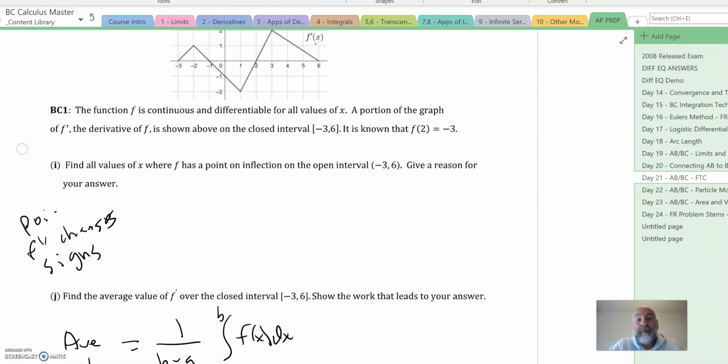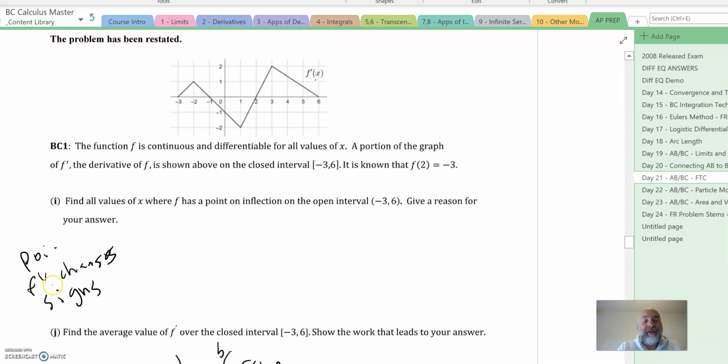This one, find the points of inflection. So points of inflection, f double prime changes signs, right? But this is f prime here. So f double prime of x is the slope of the above graph. So when does the slope change signs up above?